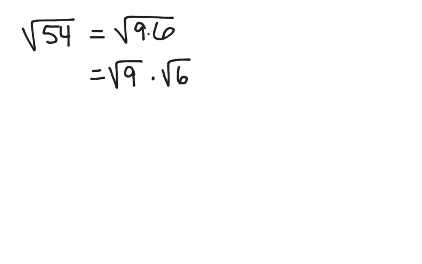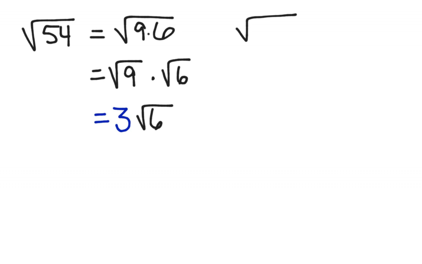The purpose of doing that is we can do the square root of 9. The square root of 9 is 3. And then we would leave the square root of 6 there because when we take its square root, we get a decimal. So we rewrite the square root of 54 as 3 square root of 6.